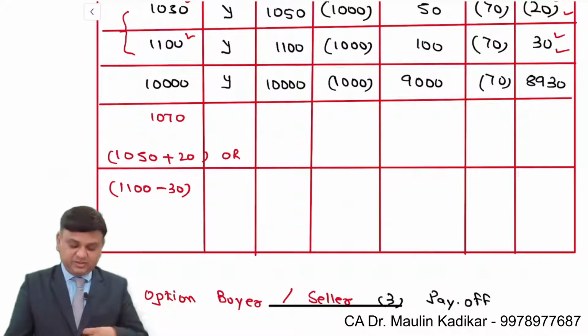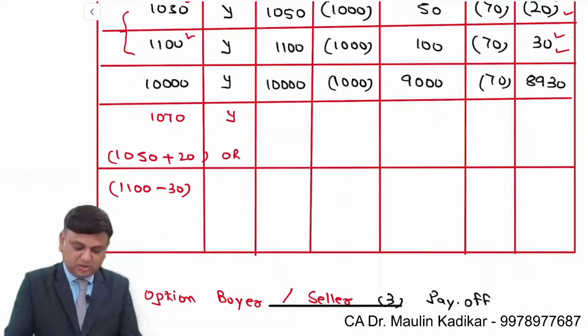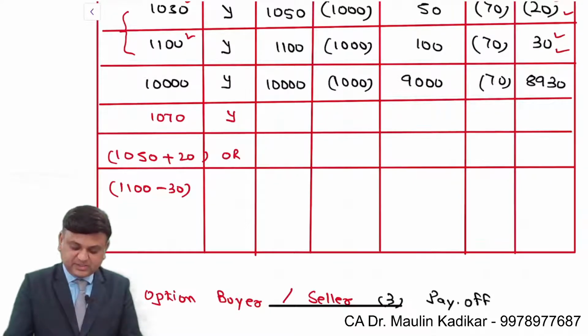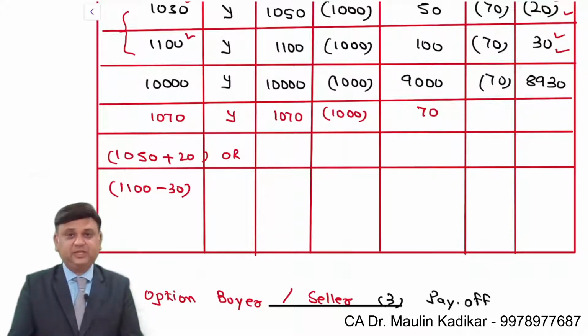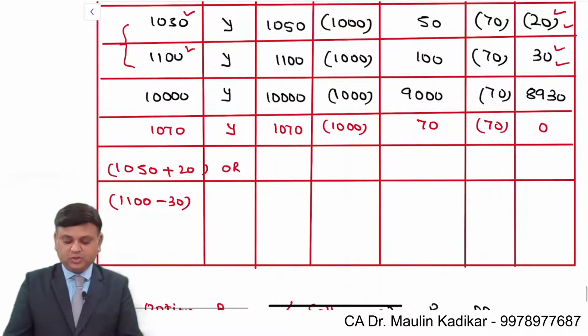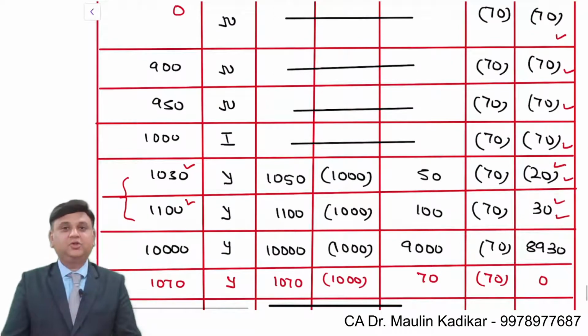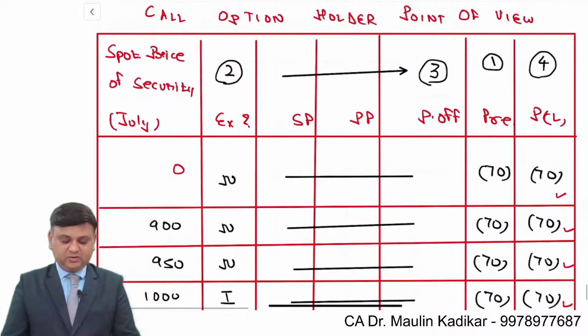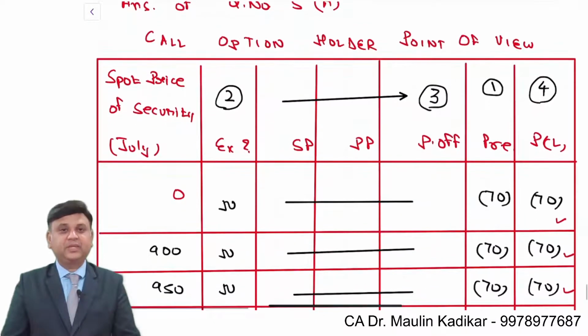Okay, let us check that. 1070 is exceeding 1000, so you exercise your call option. You purchase the security at 1000 and sell at 1070, so you have a payoff of 70. Premium is again 70. So ultimately it will result in no profit, no loss. That is the way you are required to make the calculation of the answer. Please take down the answer.